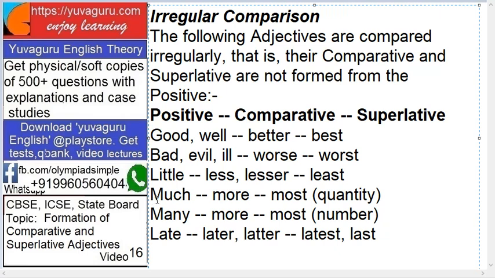Then much. For both quantity and number, there are two types, right? We have studied this earlier in our video number 14. Much, more, most. Many, more, most. Right? If it's number, we say many. If it's quantity, we say much. Late. Do you say later? No. You say latter. And superlative, do you say latest? No, you say last. Okay?